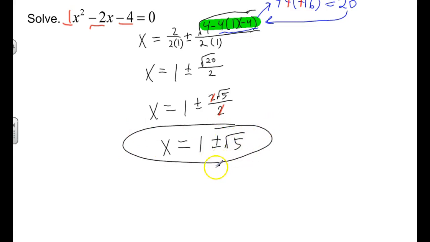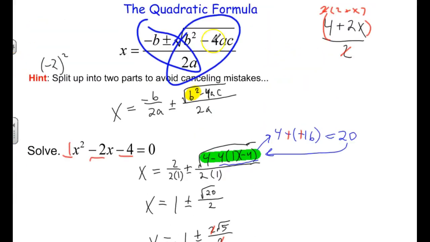So that's actually two answers: 1 plus square root of 5 and 1 minus square root of 5. That's why sometimes our answers come out separate anyway. That's why, when I started out, I said I like to separate it out. Oftentimes our answers are separated, so it works out nicely in some cases.